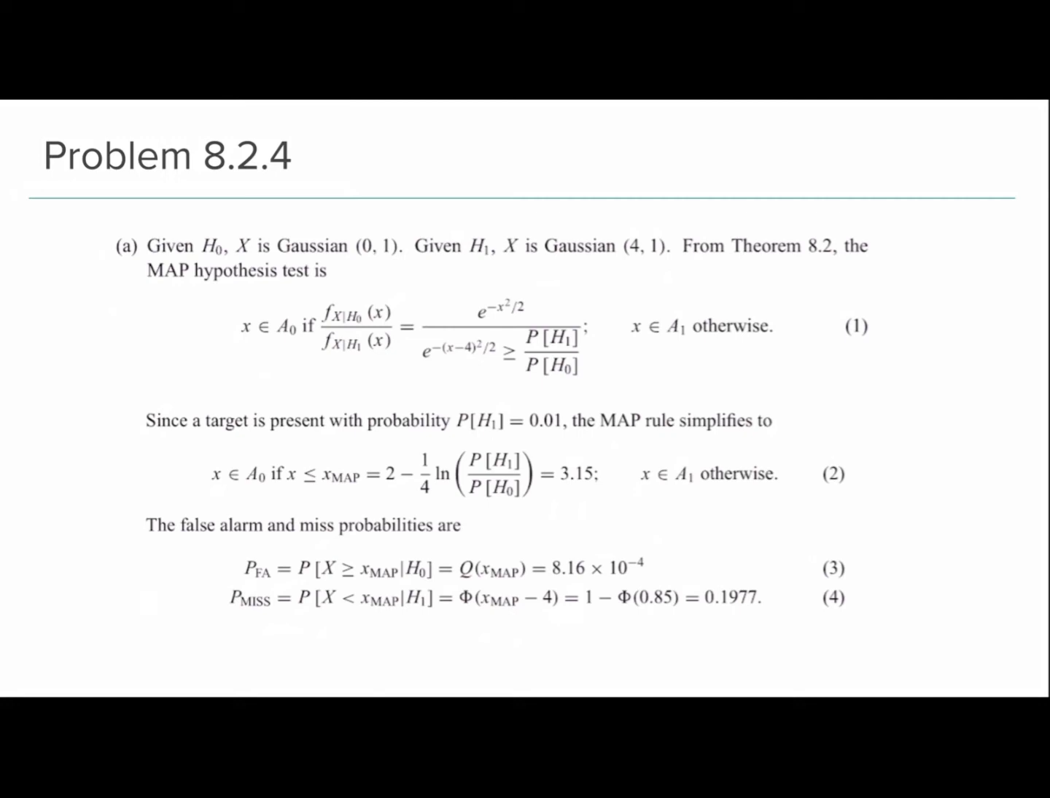And similarly, what will be the probability of miss? It will be the probability that x is less than or equal to x MAP given that h1 occurs. Given h1, x is a Gaussian with mean 4 and standard deviation 1. So this will be equal to psi of (x MAP minus 4) divided by 1, which is 1 minus psi of 0.85, which will be equal to 0.1977. You don't have to bother with the exact values. I hope everybody is okay with this, so let's move forward to the next problem.